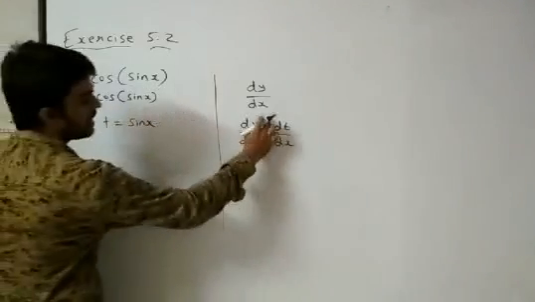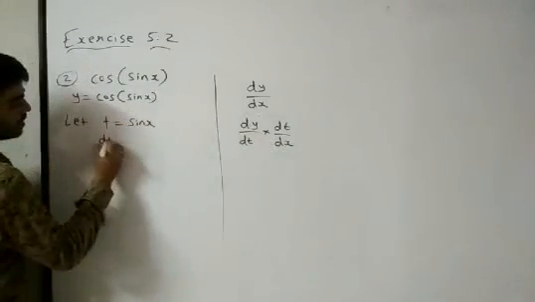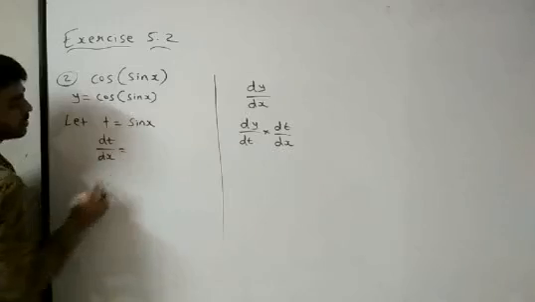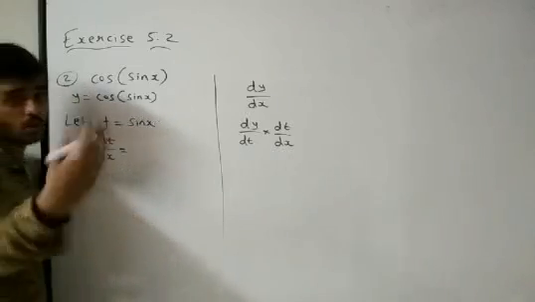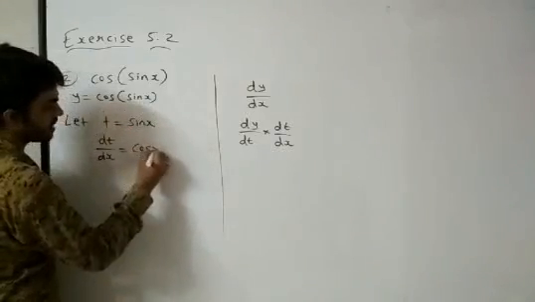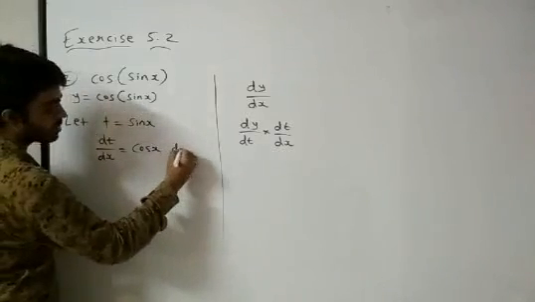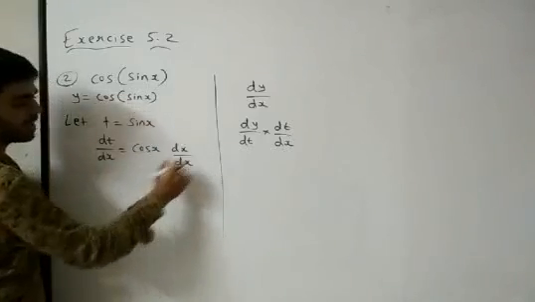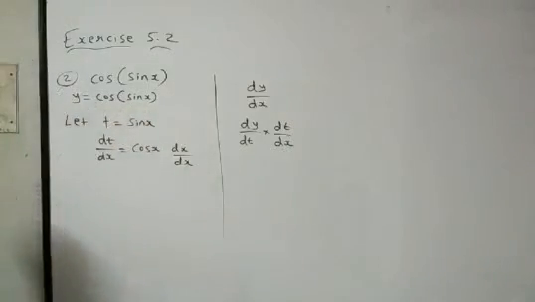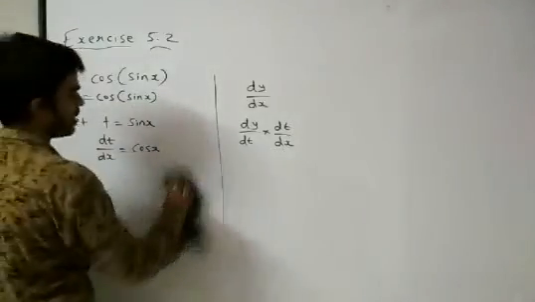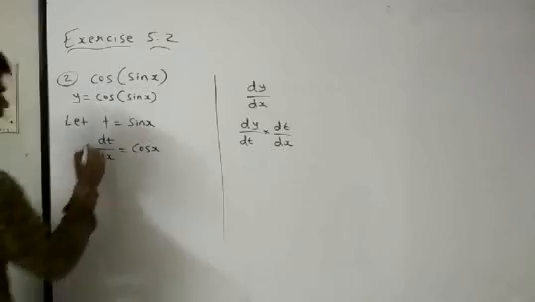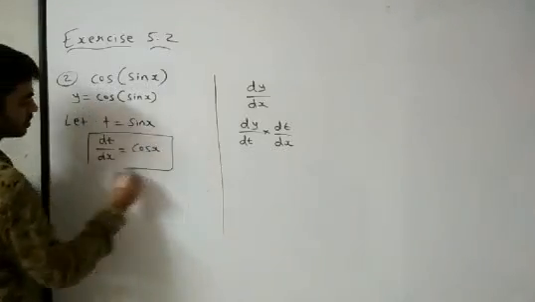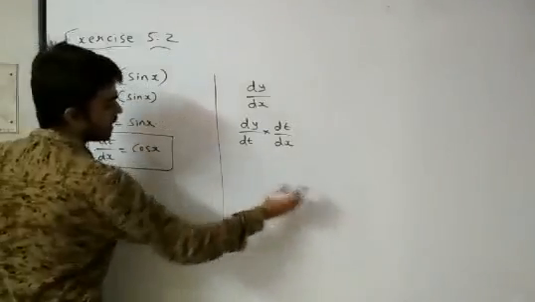So we want to find dt by dx. dt by dx will be equal to derivative of sin x, which is cos x. Actually here dx by dx also will come, this x and this dx, but it will be getting cancelled. It is equal to 1 only, so we are not writing that. So dt by dx we have got, that is cos x. So here we will keep cos x.